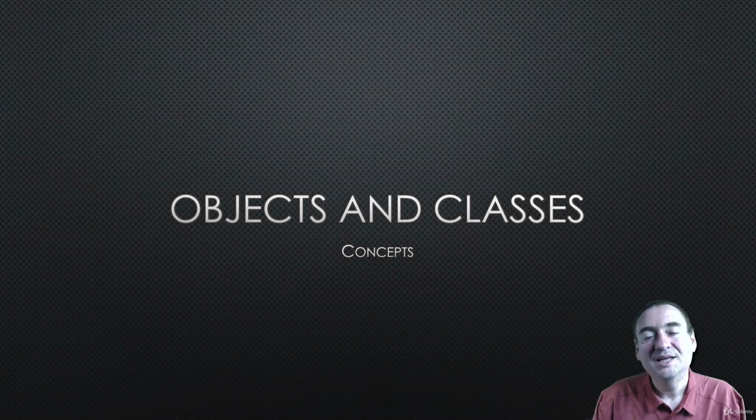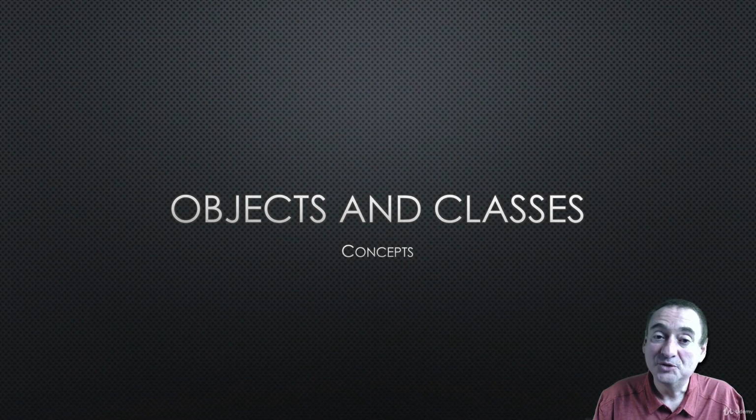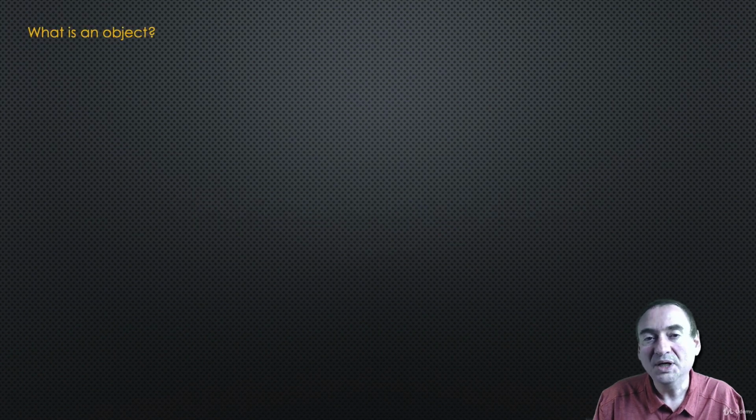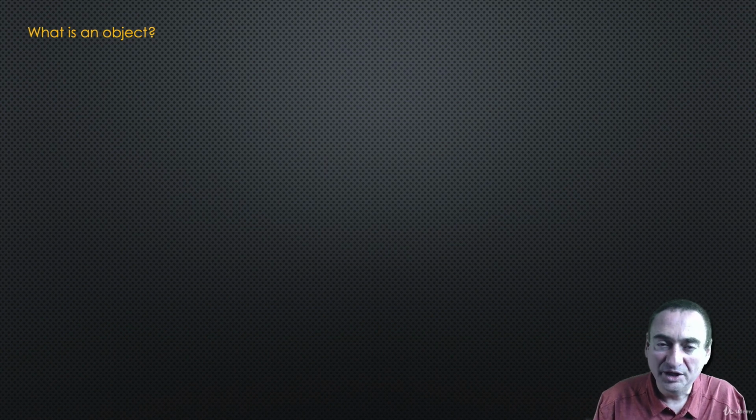Hi. So in this lecture, we're going to look at objects and classes in general, just some basic concepts. So what is an object? Hopefully you've come across that before already, so none of this will be new. But if you are new to this, how can we think of an object? Well, we can think of an object as a container. And it's a container that has certain things.